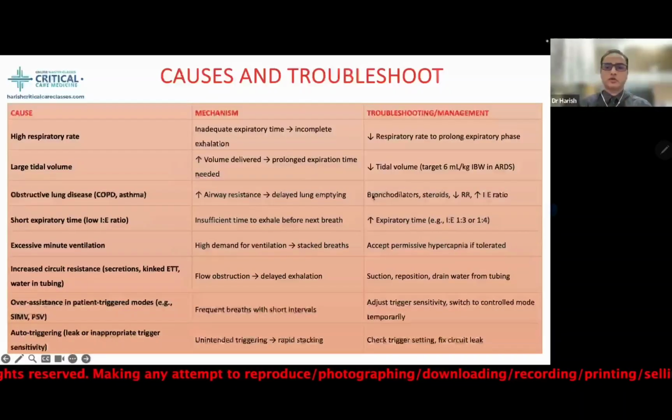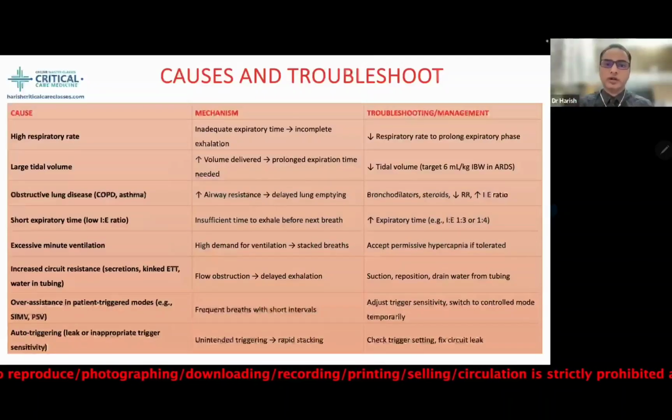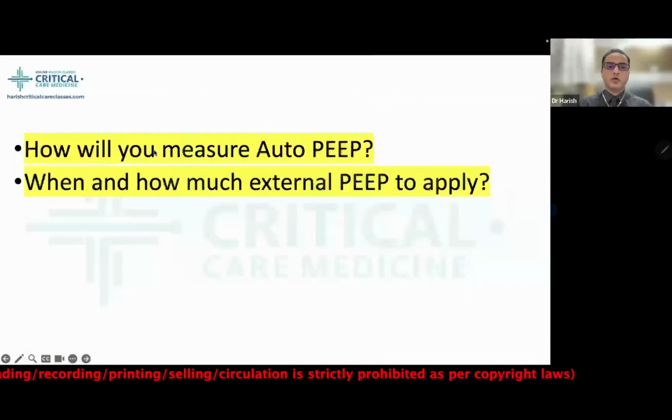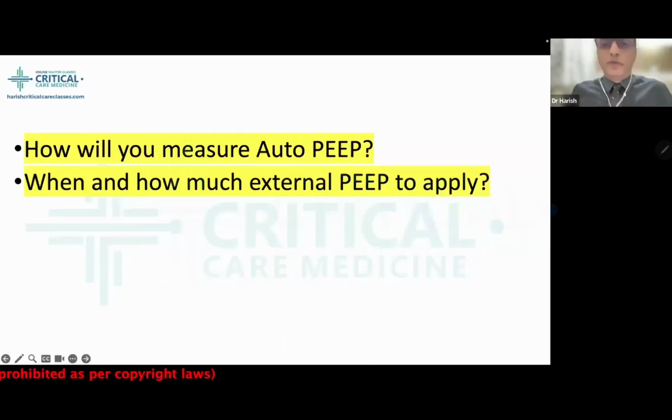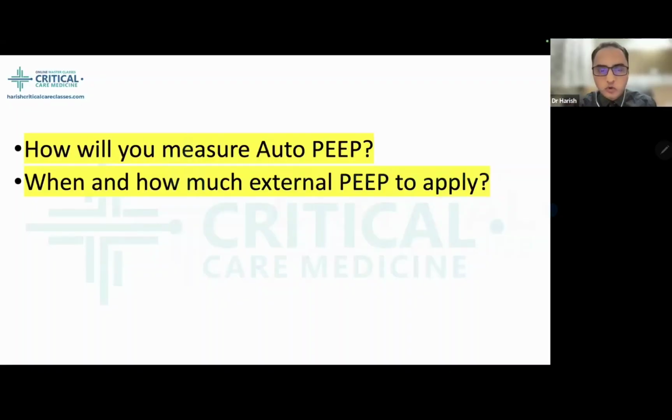So these are some of the troubleshooting steps you can do for treating dynamic hyperinflation and auto PEEP. Okay. So how will you measure auto PEEP? When and how much external PEEP to apply? So one of the methods we can go for to compensate or overcome it is extrinsic PEEP application, but before that we should know how to measure the auto PEEP.